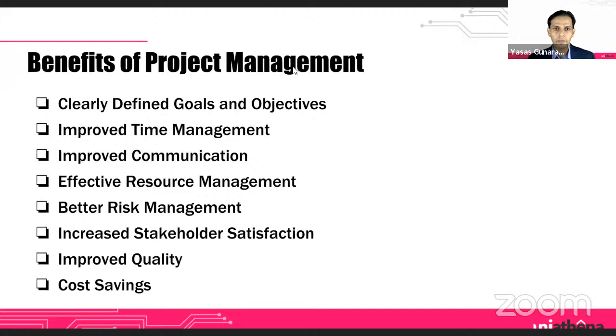You will now have a clearly defined goal and objectives. When you have a clearly defined goal, you know where you're heading. So that is the first benefit that you get from proper project management. It improves time management, because let's take a simple example of studying for an exam. If you know the exam date, you know what your target is and you work for that. But if you're told we are going to have an exam very soon, you would not have a clear time frame, so you would not work for it.